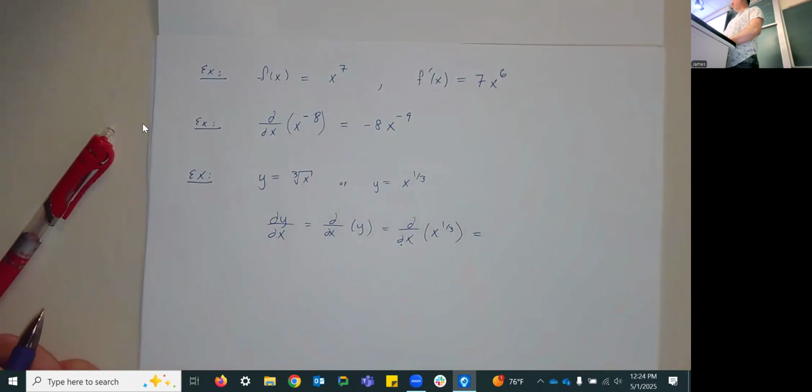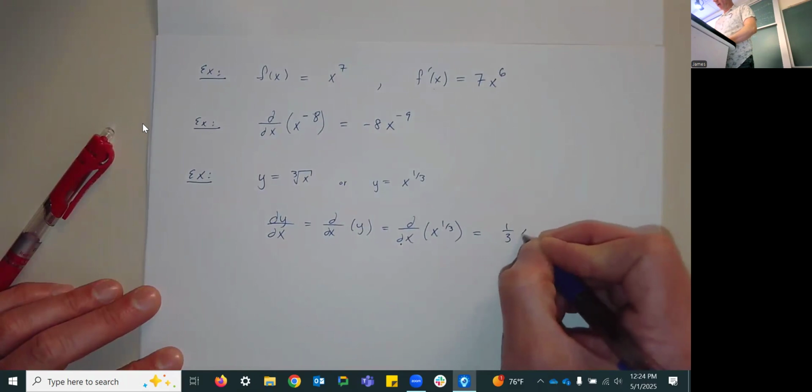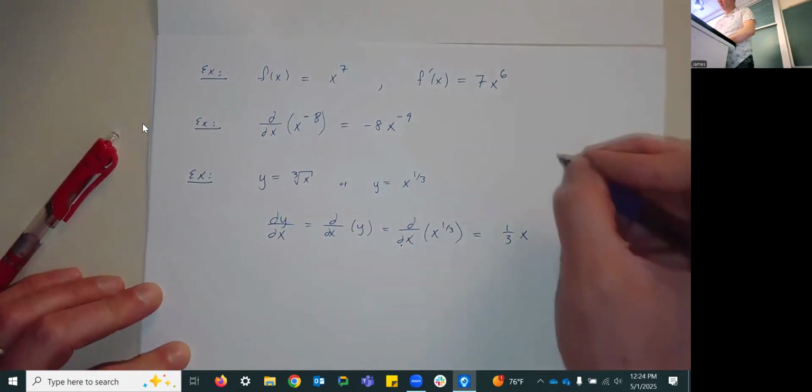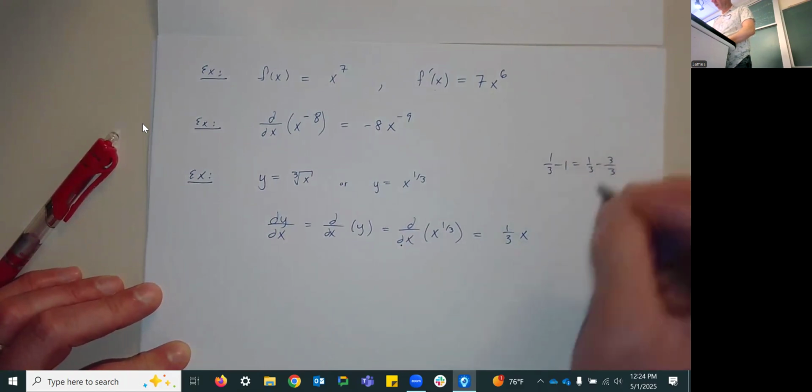So again, the power rule is in play. We've got x to a power. The derivative is going to be 1/3 times x to the 1 less power. And 1/3 minus 1 is 1/3 minus 3/3, which is negative 2/3.